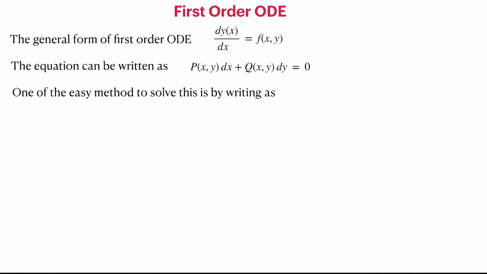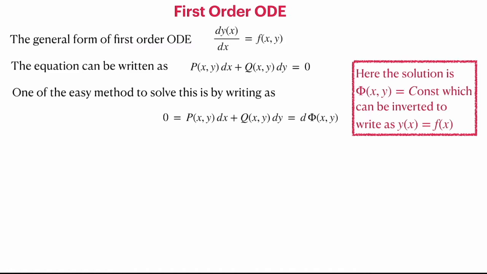this ordinary differential equation. One of the easiest methods to solve this differential equation is to write this as an exact differential. That is, we write p into dx plus q into dy as d of some function phi of x, y. Here the solution is phi of x, y is equal to constant, which can be written as y is equal to f of x. In general, writing explicitly y of x may not be possible. However, we know that the solution in this case is given as phi of x, y is equal to constant.